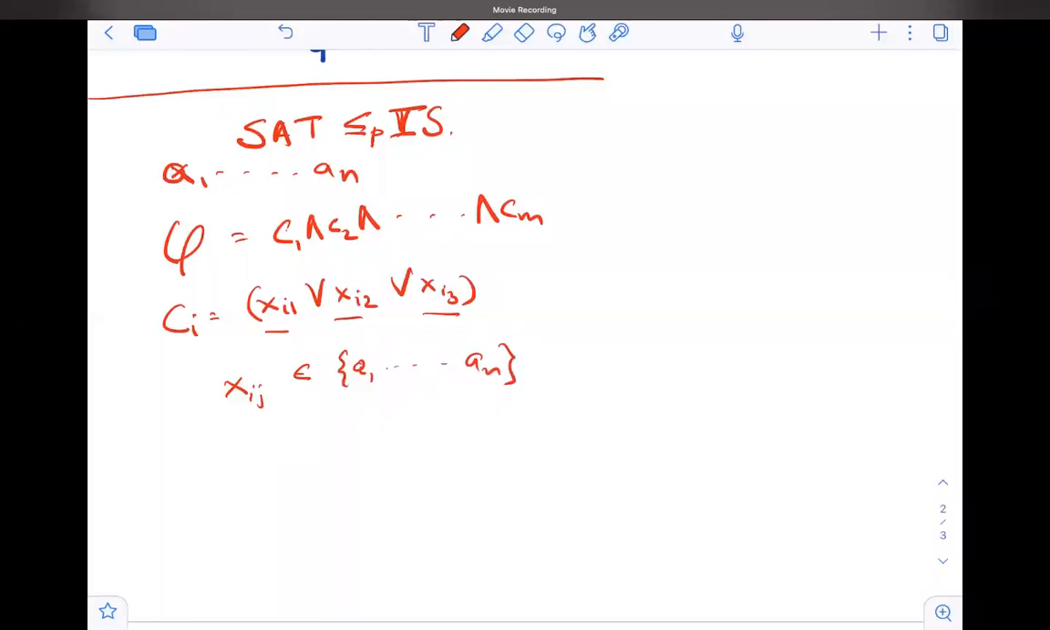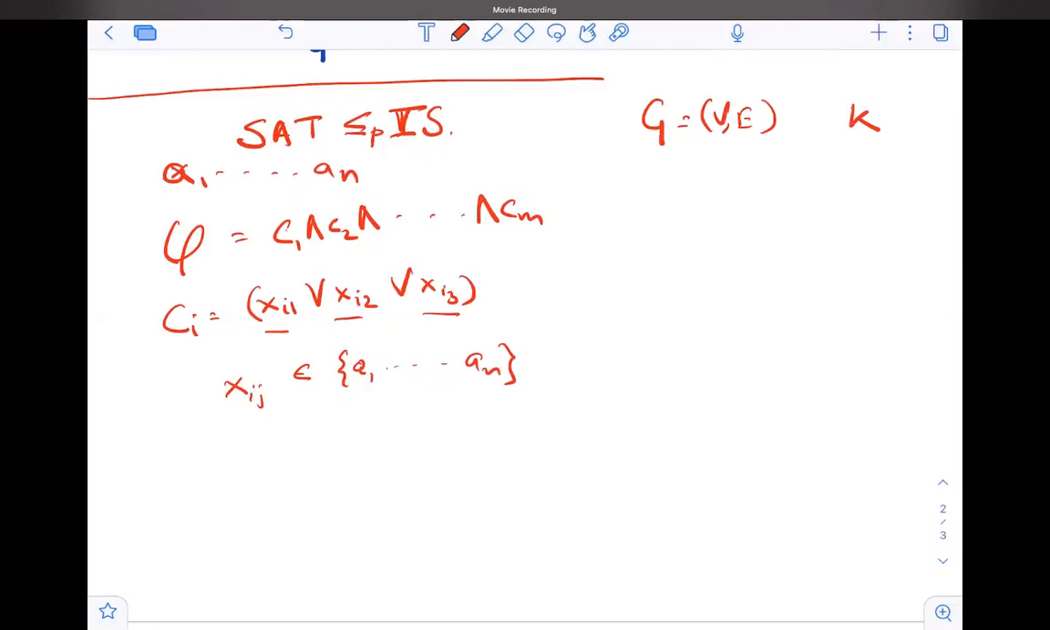Then what do you have to do? You have to construct a graph V comma E and a K such that SAT is satisfiable if and only if there is an independent set of size greater than K.